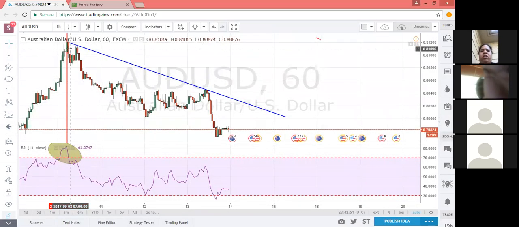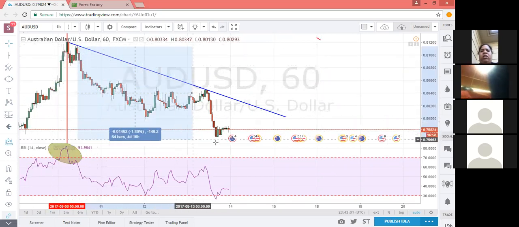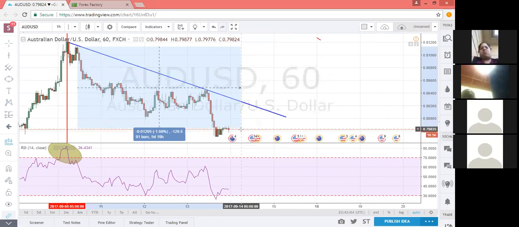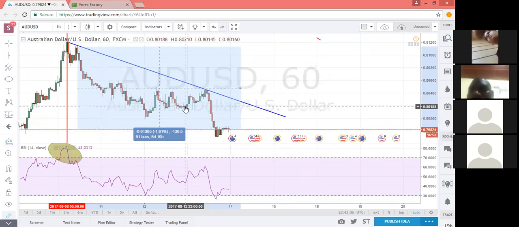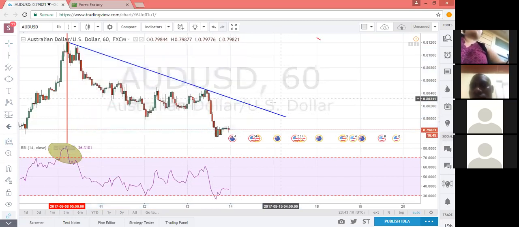I believe it was the 9th of the 8th, right? You could have entered a sell, and from that day to now you would have been about 130 pips in profit, right? At best 100, and maybe 140 at this low here.